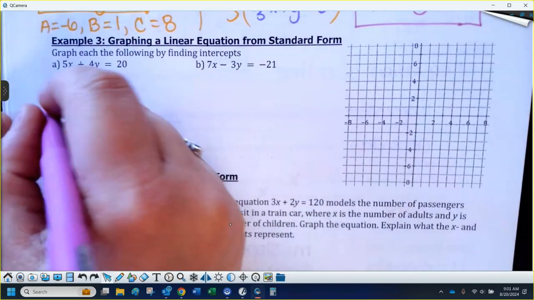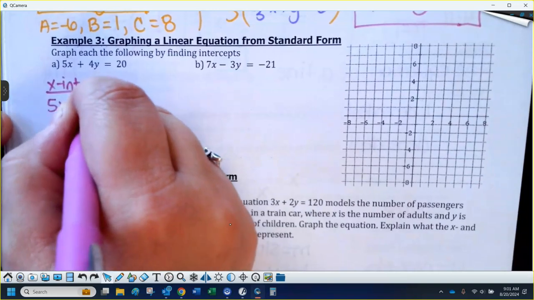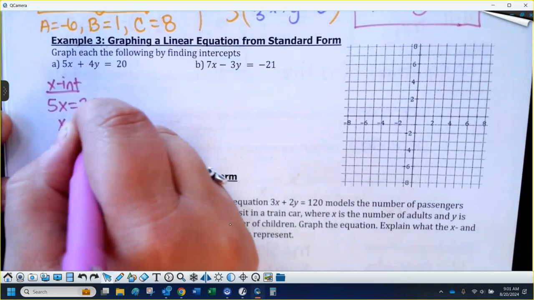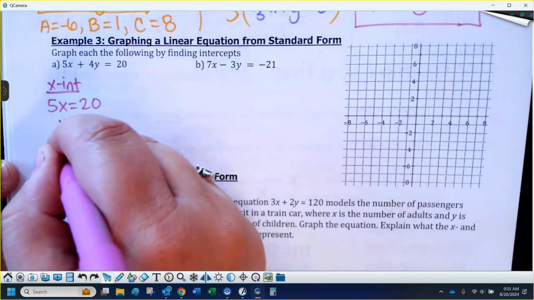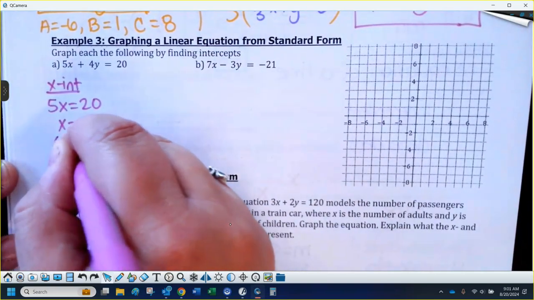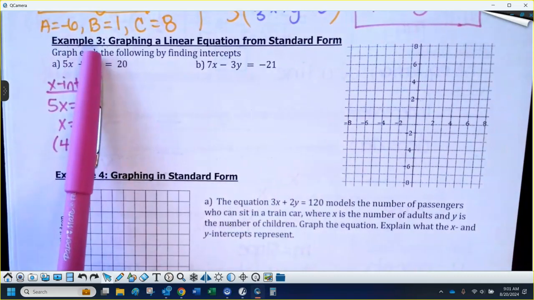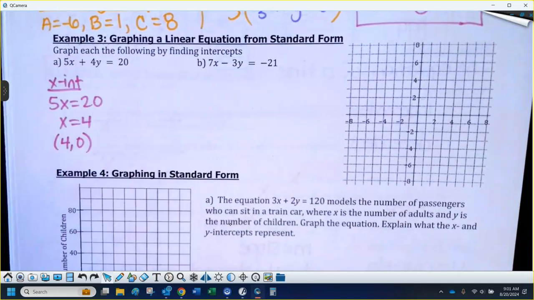So really the little equation I'm solving would be 5x equals 20, so x would be 4. Now, you don't have to write this, but that would correspond to the point 4, 0, because when I covered that up, I'm plugging in 0 for y, so that would give me the point 4, 0.